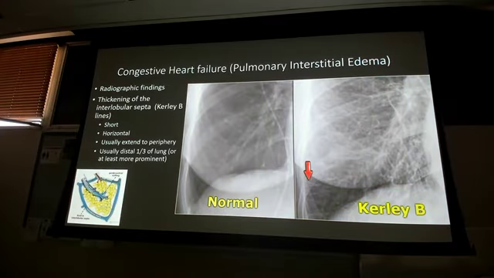So, the first thing we have is the thickening of the interlobular septa, or the Kerley B lines. These are specific horizontal lines. I'm going to draw them and then erase them.